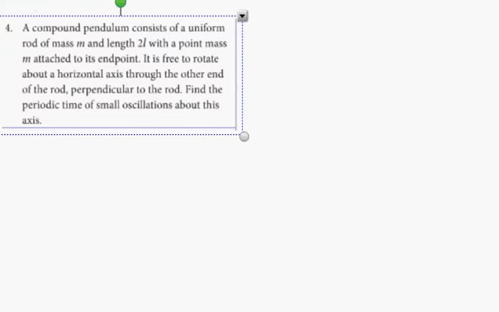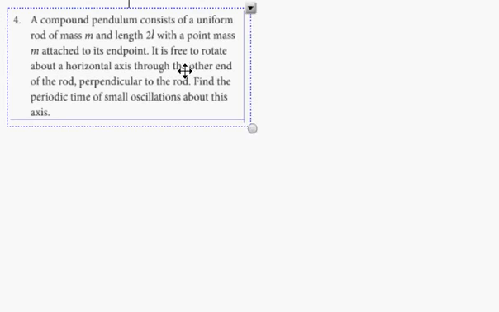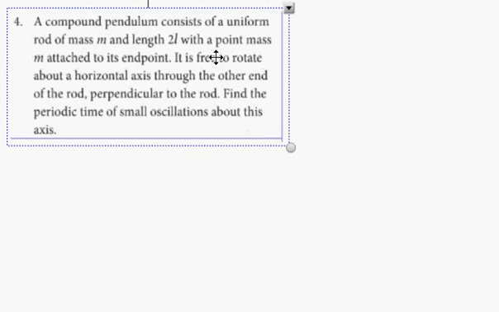Number 4. A compound body consists of a uniform rod of mass m and length 2L with a point mass m attached to its endpoint. It is free to rotate about a horizontal axis through the other end of the rod, perpendicular to the rod. Find the periodic time of small oscillations. Once again, small oscillations, so whatever we're doing will work here.